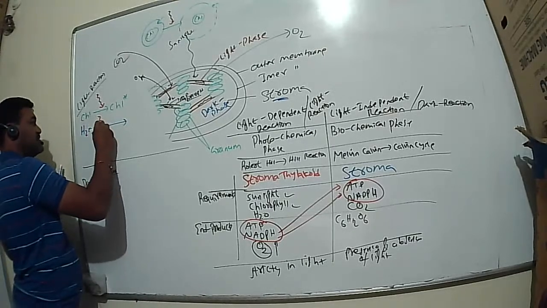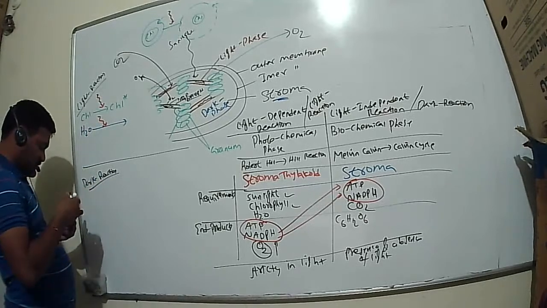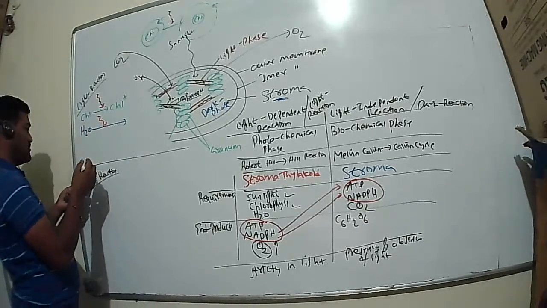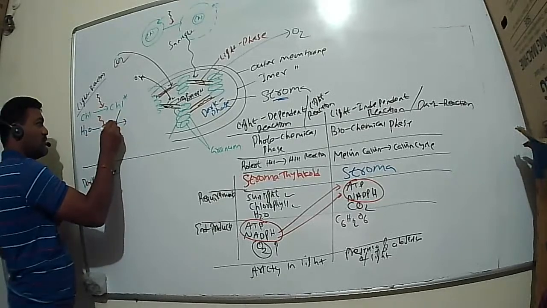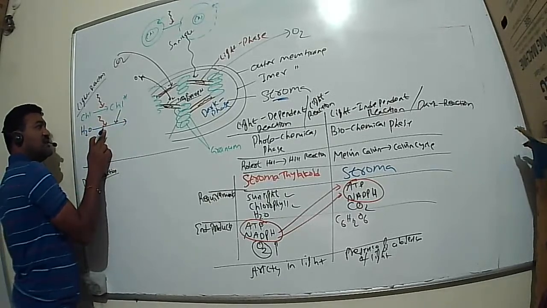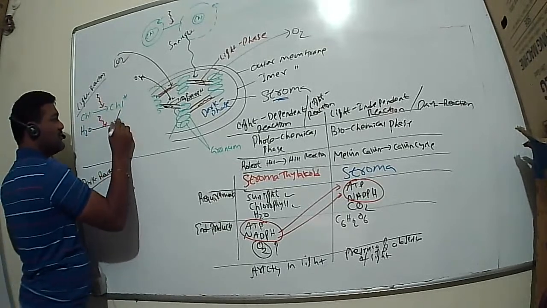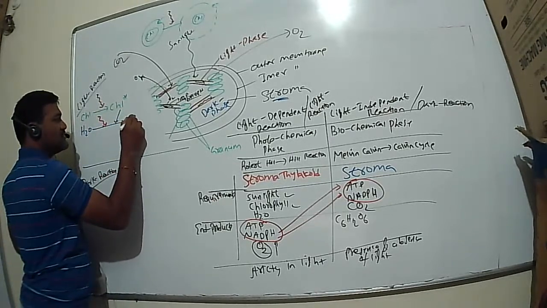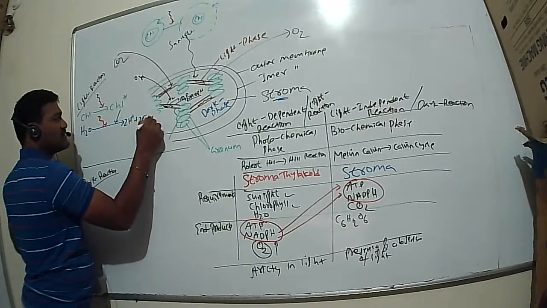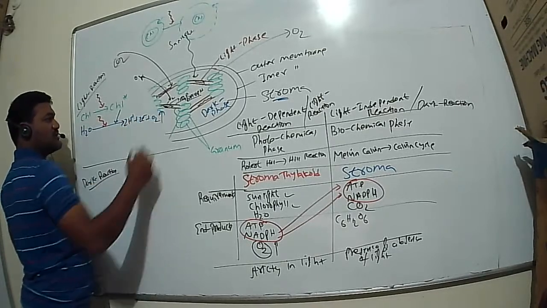It absorbs light energy. And not only light energy, also in the presence of this chlorophyll molecule, in the presence of light energy and this excited chlorophyll molecule, this water molecule will split into hydrogens, electrons and oxygen. This oxygen goes out.